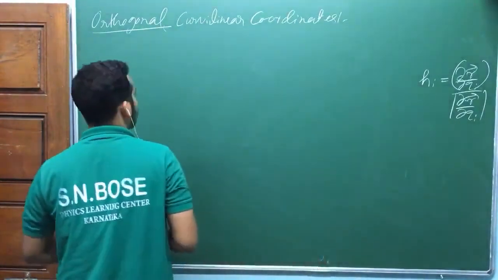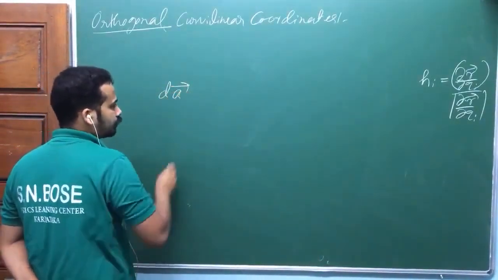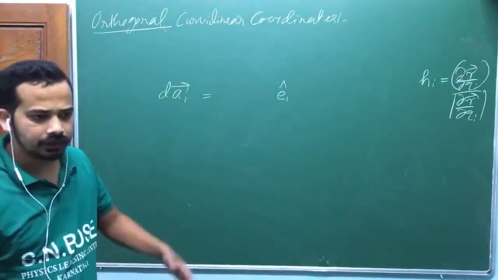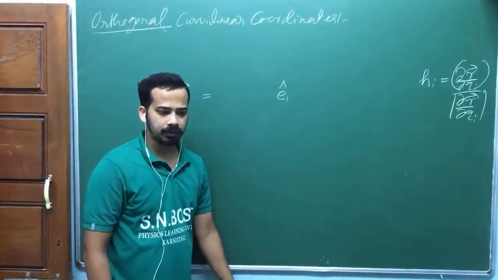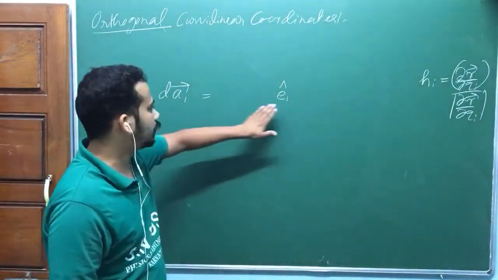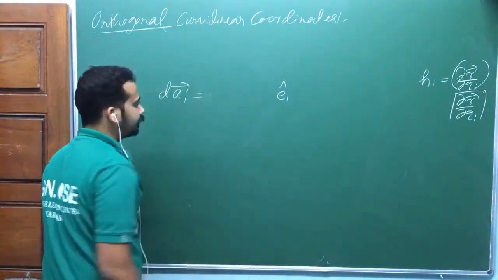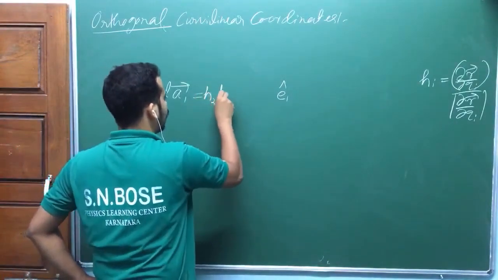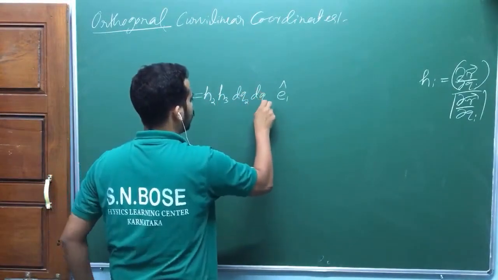Actually, I can define my area vectors. If you want to write the area vector along, suppose, E1 cap, the area vector can have different directions. It all depends on the surface. That can be along E1 cap, E2 cap, E3 cap, or in any arbitrary direction. Let me take the area vector along the first unit vector. So this can be written as H2, H3, dQ2, dQ3.